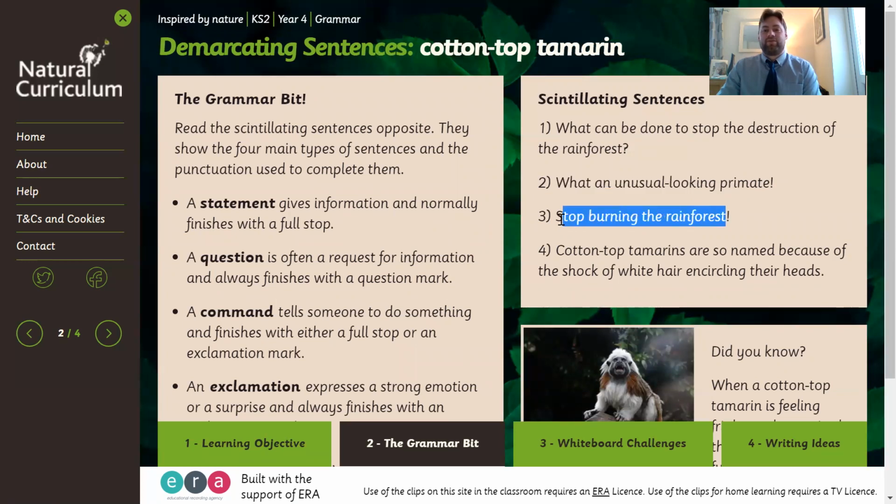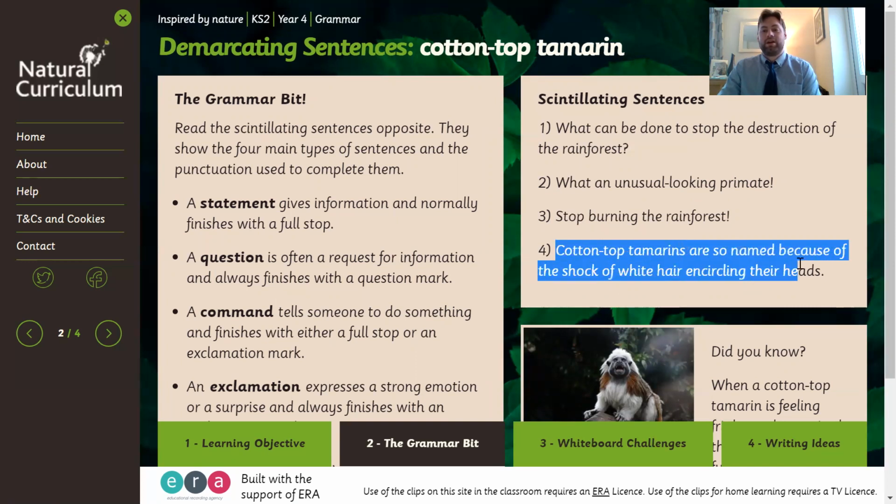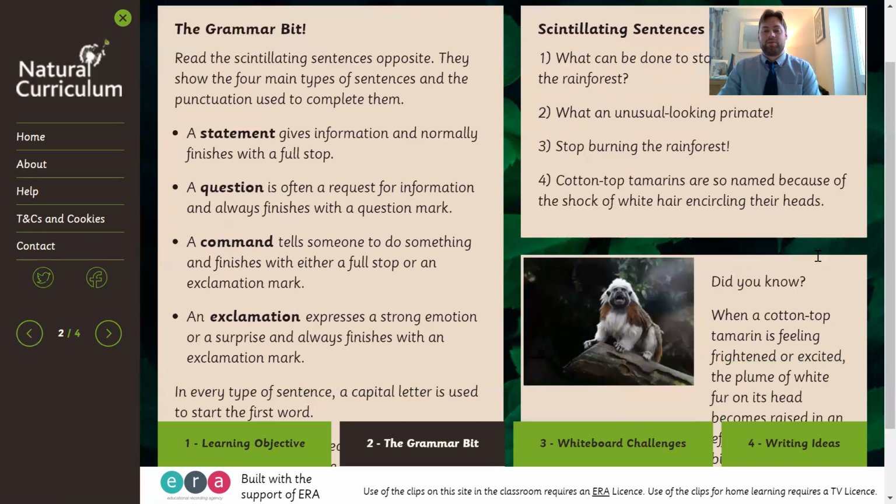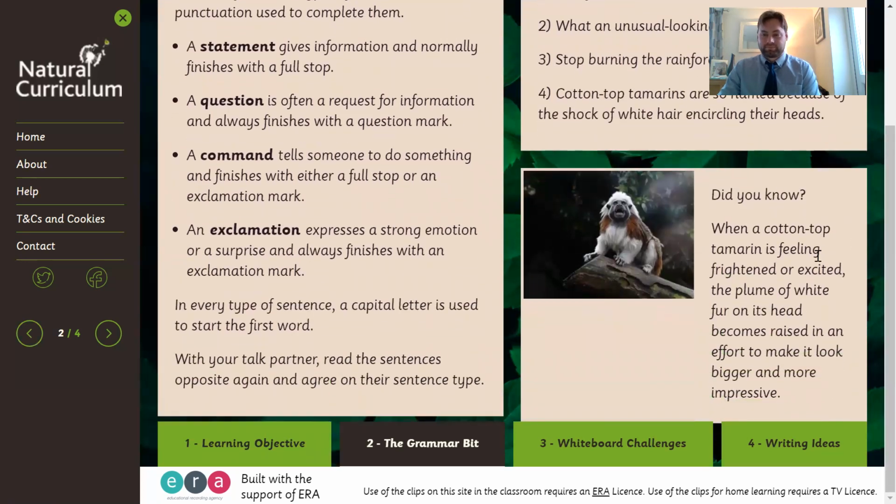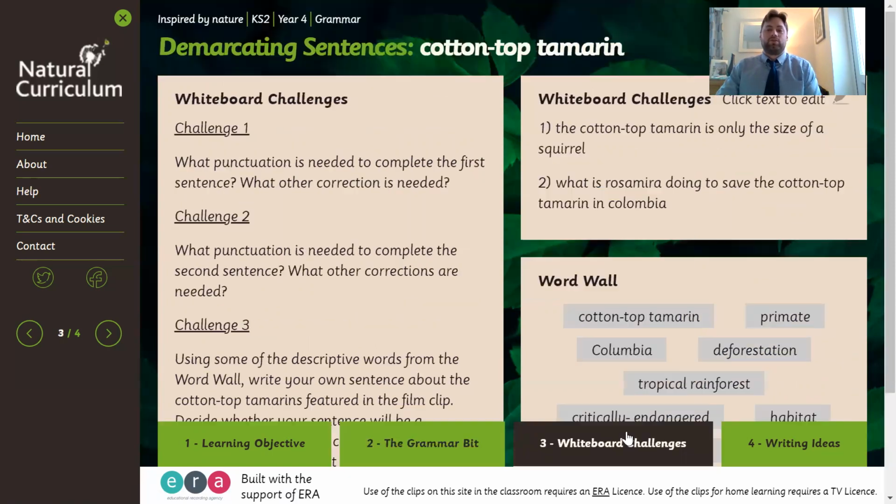Stop burning the rainforest is a command because stop is telling you to stop. Cotton top tamarins are named so because of the shock of white hair encircling their heads. Ends in a full stop. That is a statement. And when the tamarin monkeys feel frightened or excited, that plume of hair becomes raised to make them look bigger and more impressive. So on your whiteboards, here are your three challenges that you have for today.